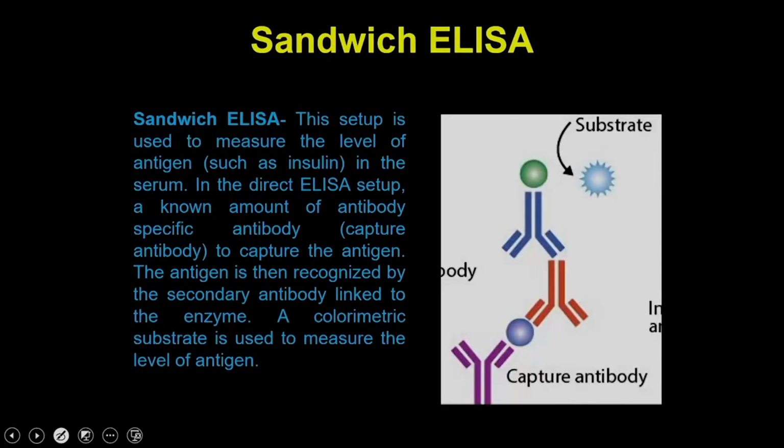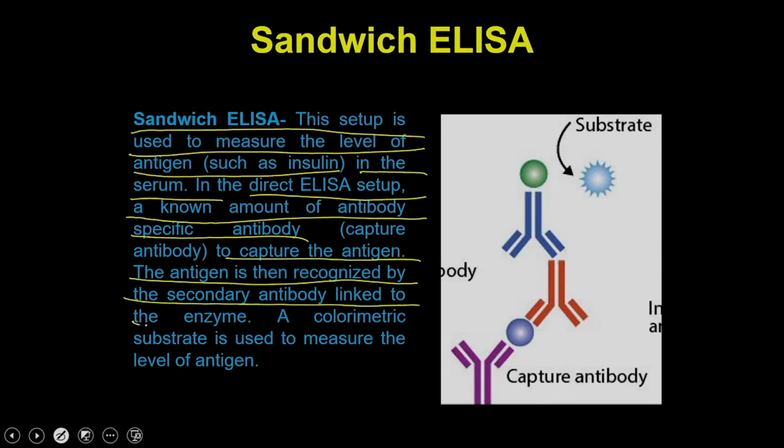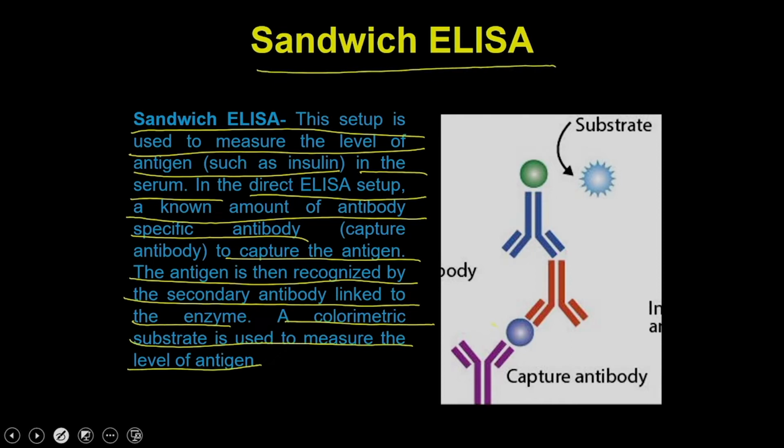Sandwich ELISA is a different type of setup. This setup is used to measure the level of antigen, such as insulin in the serum. A known amount of specific antibody is used to capture the antigen. The antigen is then recognized by a secondary antibody linked to an enzyme. A colorimetric substrate is used to measure the level of antigen. So, in the sandwich ELISA you use two antibodies, one of which is the capture antibody.